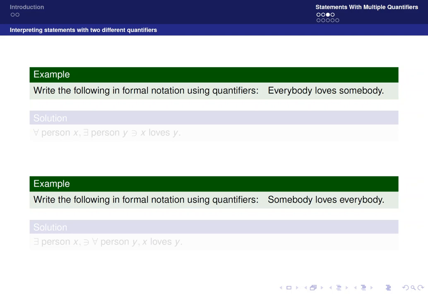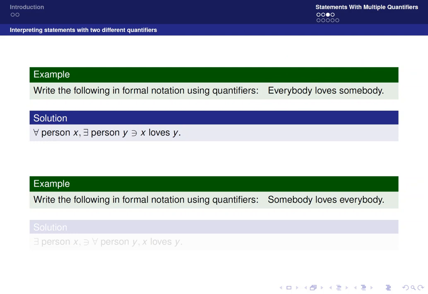The first one says everybody loves somebody. So everybody refers to a universal, whereas somebody refers to an existential. So the universal is going to show up first in my rewritten form, and the existential is going to be second. And if you look carefully, there's the solution. For all x, there exists a y such that x loves y.